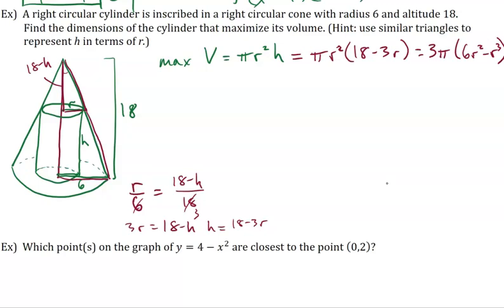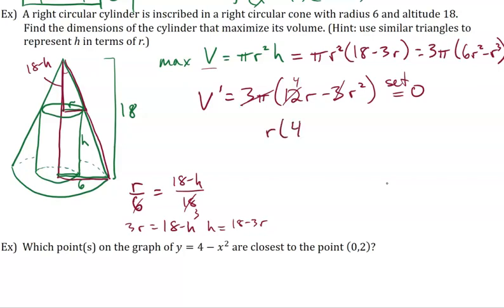Okay, so now I've got my variable V to be optimized defined in terms of a single variable r, so now I can differentiate. So V prime is equal to coefficient 3 pi, and then I have 12r minus 3r squared. To find my critical points, I'm going to set that equal to 0 and divide everything by 3 pi. Actually, I'm going to take another 3 out. And then I have r times 4 minus r equals 0. So r equals 0 or 4.